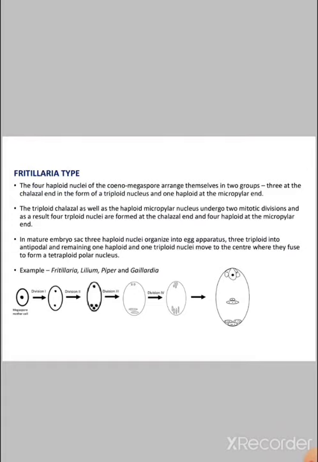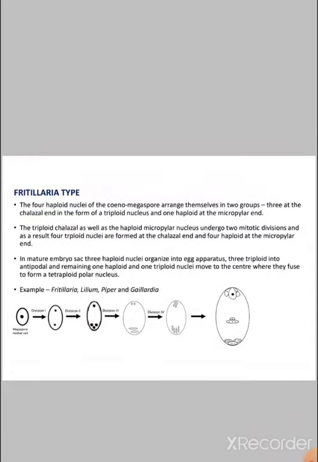In the mature embryo sac, 3 haploid nuclei organize into the egg apparatus, 3 haploid into antipodals, and the remaining 1 haploid and 1 triploid nucleus move to the center where they fuse to form a tetraploid polar nucleus. Examples for this: Fritillaria, Lilium, Piper.